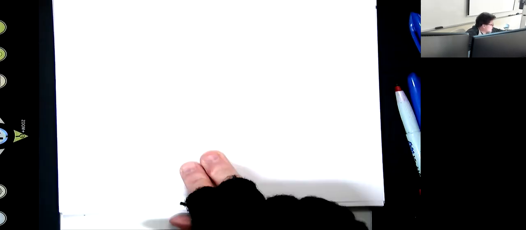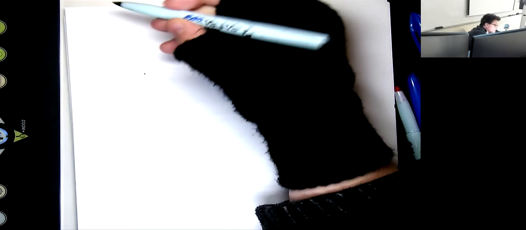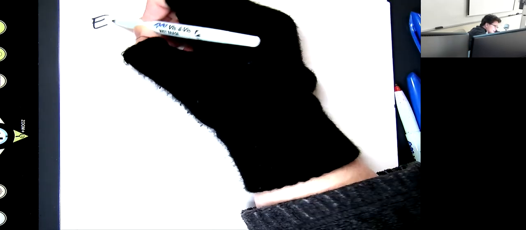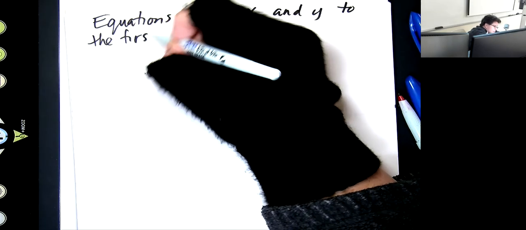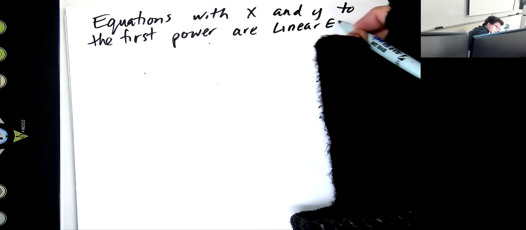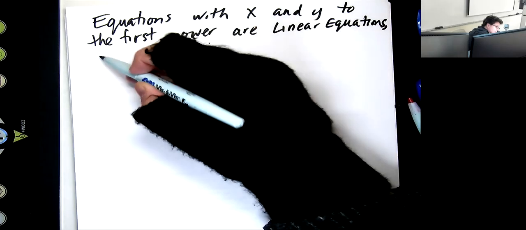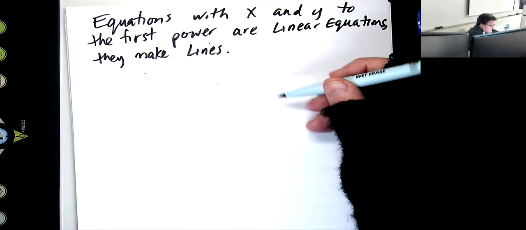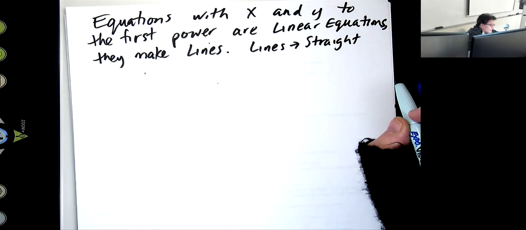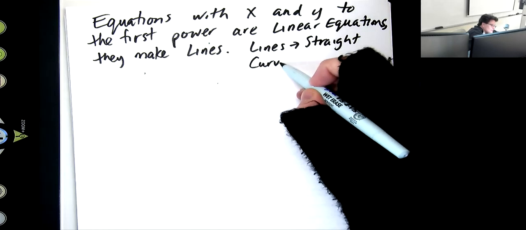All right, so how does this fall into our linear stuff, our lines that we're doing? When we have equations with just an X and a Y to the first power, they are linear equations, and they make lines. In math, lines are straight. If a line is not straight, it's called a curve. Curves are not straight.